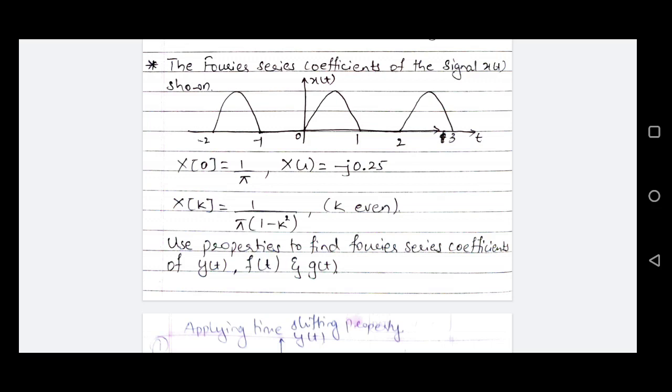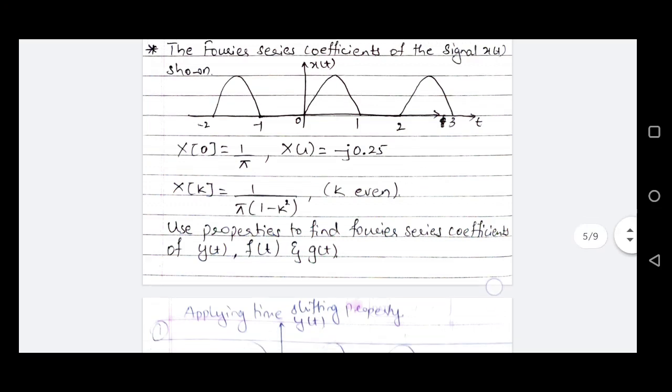And for all the even values of k, the Fourier series coefficient defined is 1 divided by pi times 1 minus k square. Now using the properties, we'll have to find the Fourier series coefficients of the signals y of t, f of t and g of t, which are variations of the continuous time signal x of t. So we'll consider them one by one.